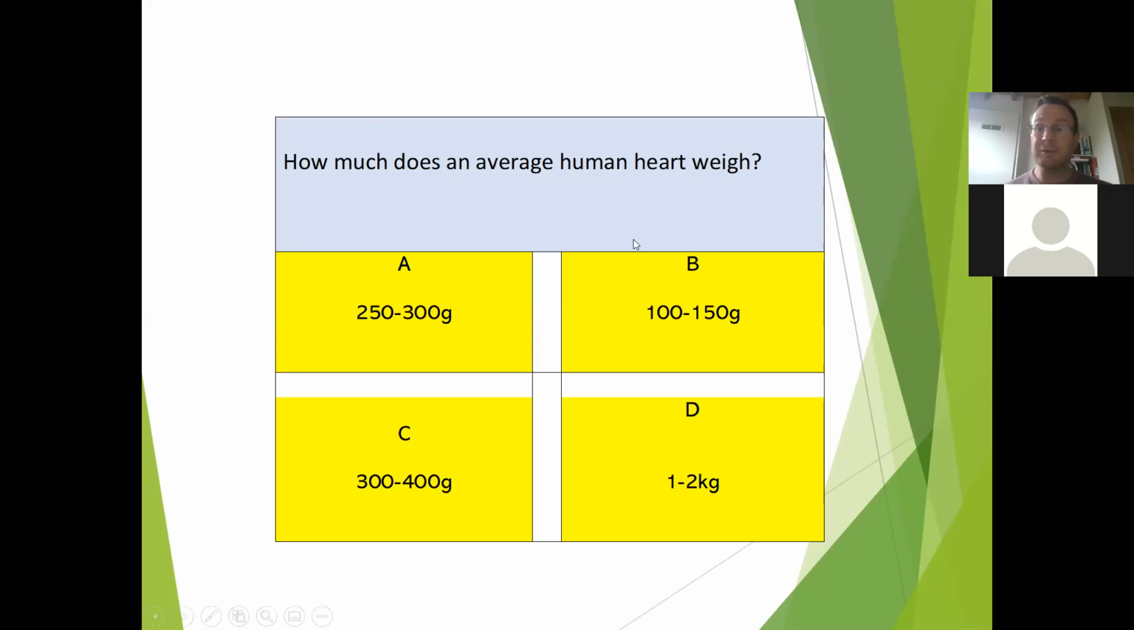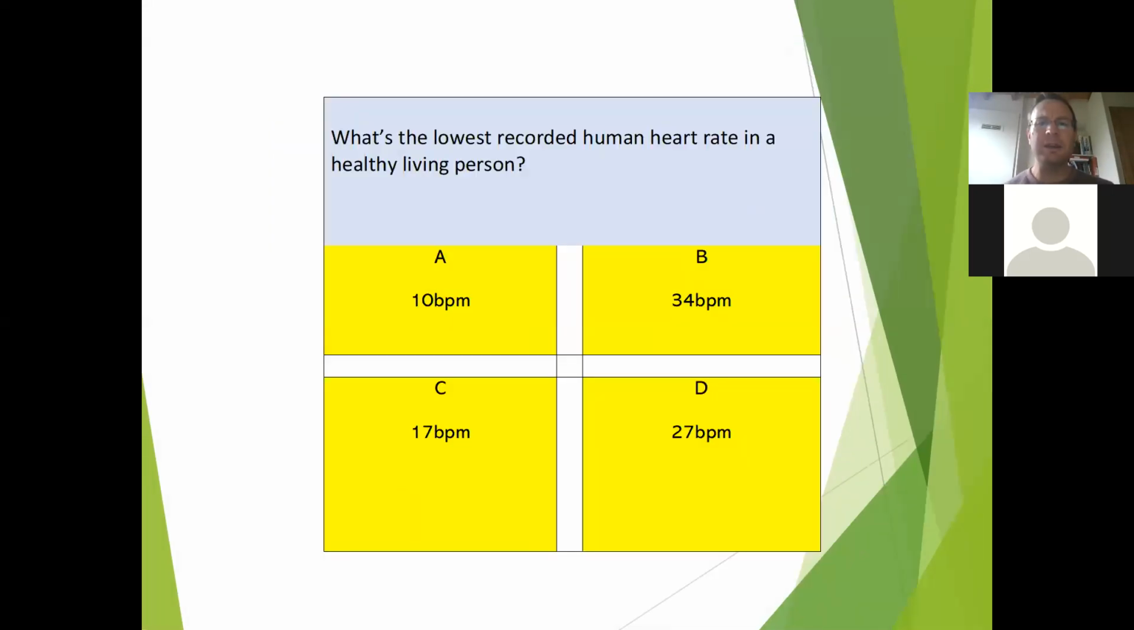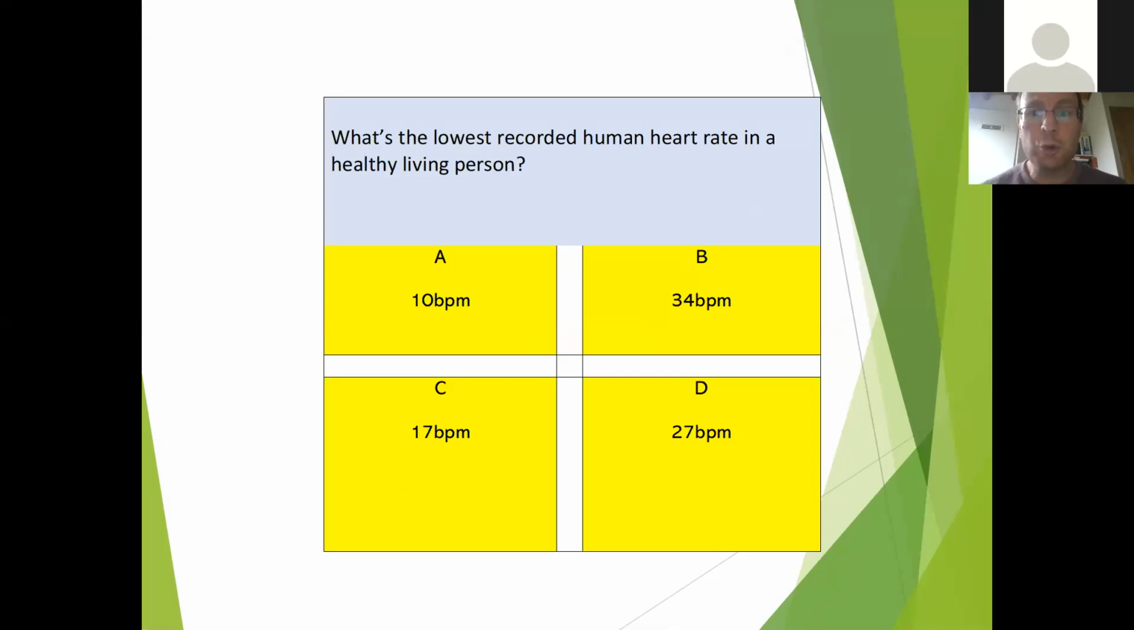So let's dig into each of these. I've tried to get you thinking about the different components of our cardiovascular system. So here's a little bit about its function. What's the lowest recorded human heart rate in a healthy living person? So what's the Guinness Book of Records lowest heart rate? So just pop in there your levels.